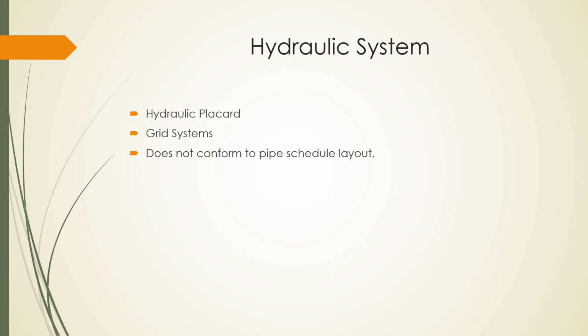And the final point, probably the most important point: if the system at the ceiling does not conform to the pipe schedule layout, then it is not a pipe schedule system.